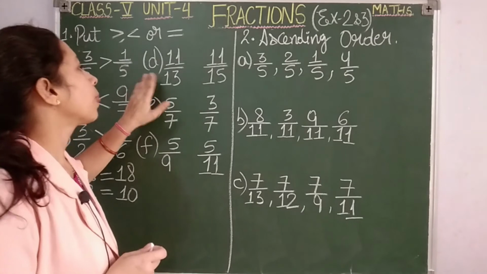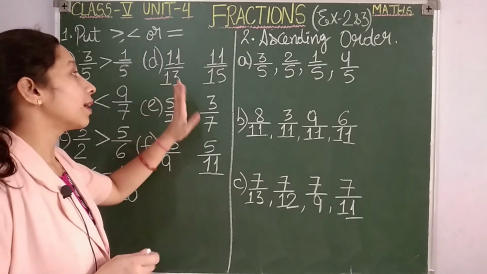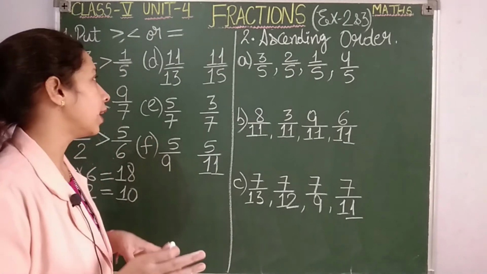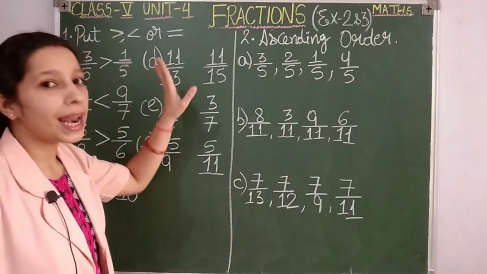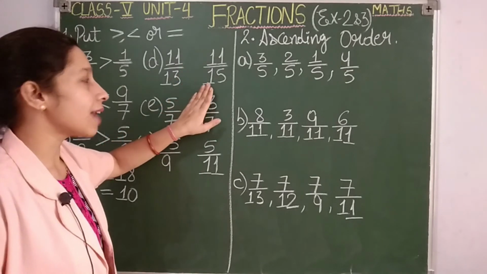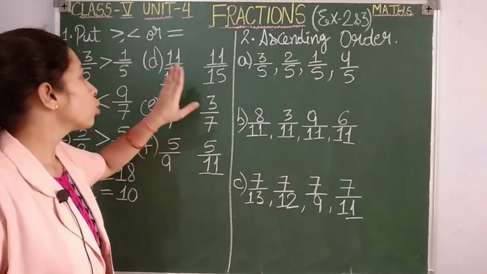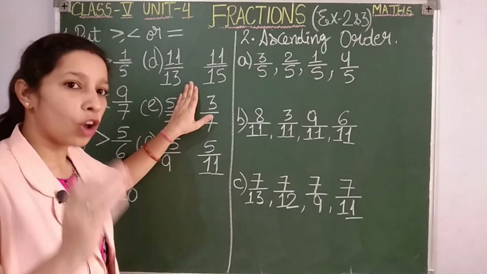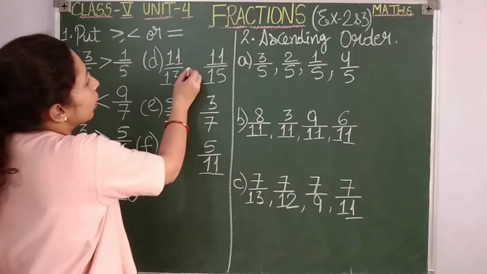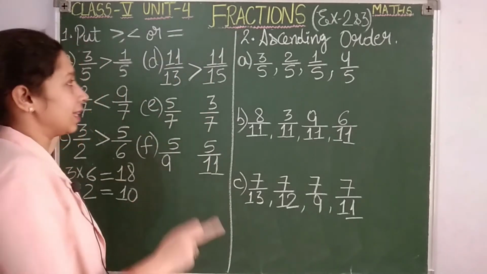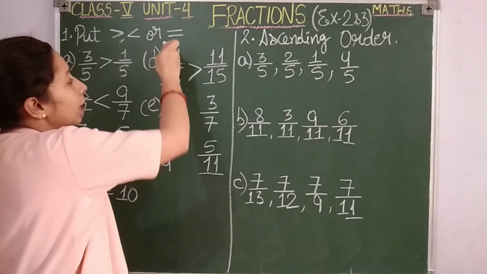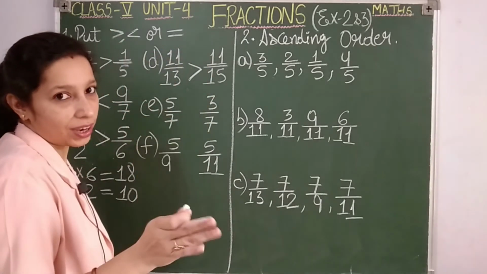Now look at point number D. Here the numerators are the same but the denominators are different. So students, in such a case, when the numerators are the same and the denominators are different, and you have to compare them, the fraction where the denominator is the smallest will be greater. Always remember this. When do we use this trick? When the numerators are the same and the denominators are different, and you have to compare.